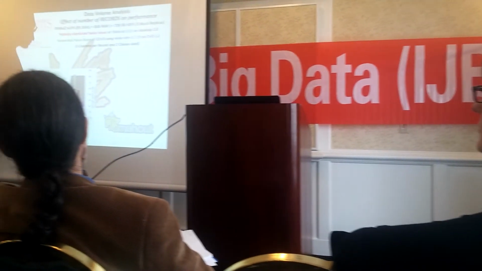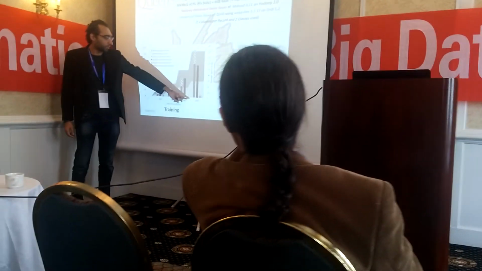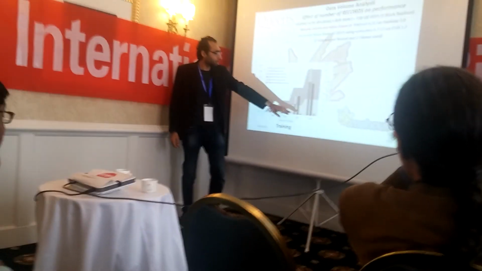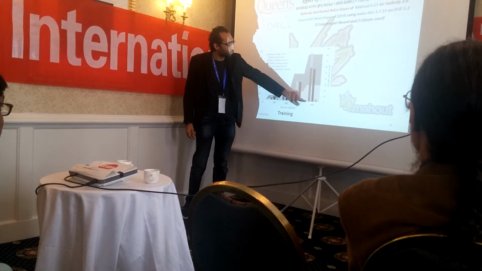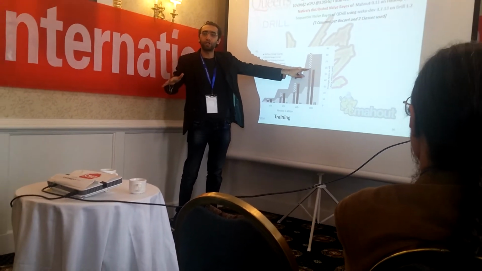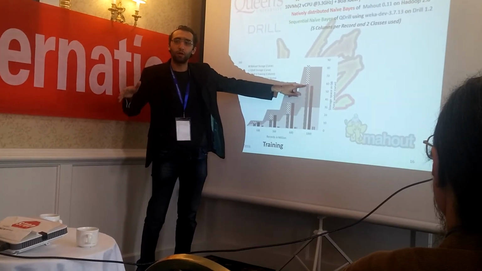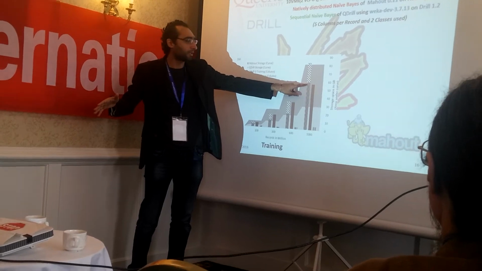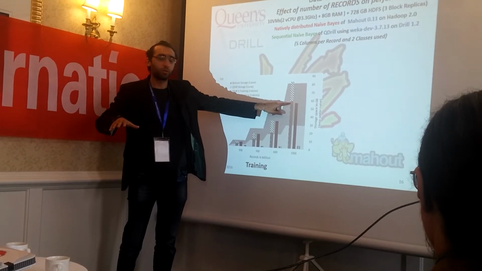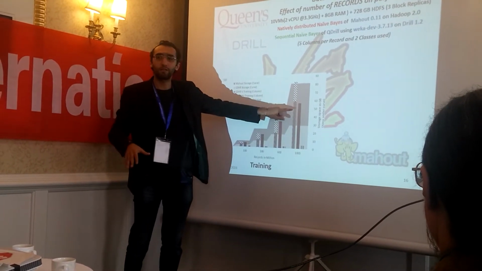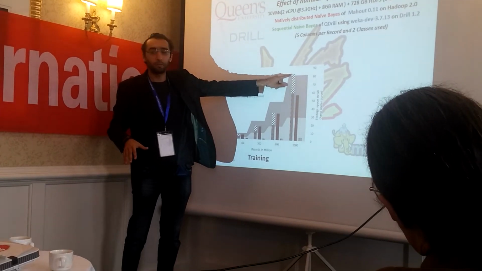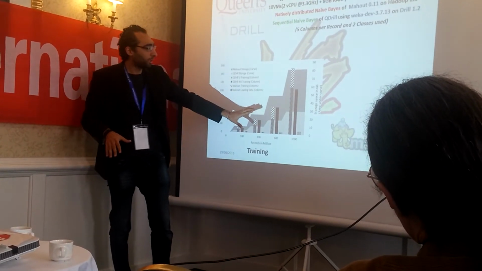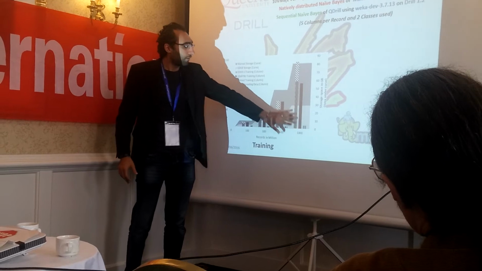So we can see here with one, that's 1,000 million records. We can see that Mahout spends most of its time doing the data conversion. It needs to transform the data from the CSV format into a vector format in order to do the processing, which takes lots of its time. And then this is the processing part for Mahout. For Queen's Drill, we have two columns here.